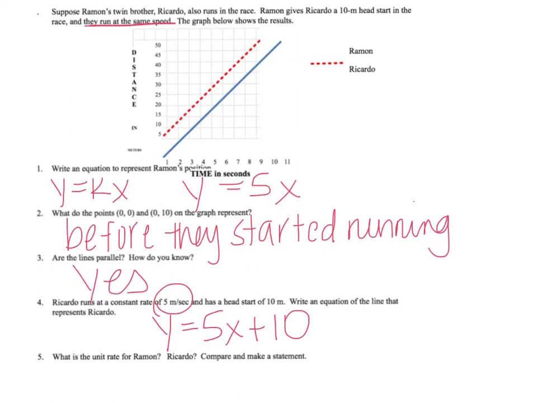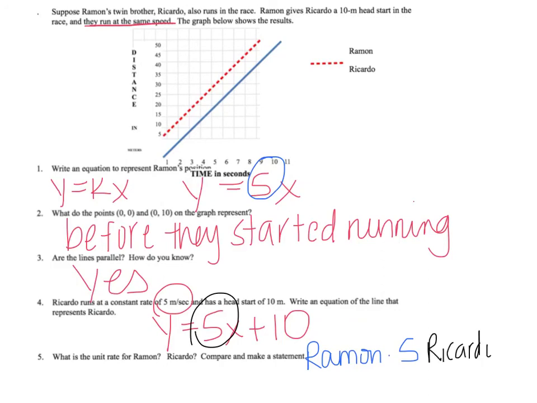So now we need to look at number 5, which says, what is the unit rate for Raymond? Well, we can look at our equation. For Raymond, it's going to be 5. And now we can look at Ricardo. His is also going to be 5. So compare and make a statement. What do you think? We're seeing that they're going to run at the same pace. Since they're always running at the same pace, no one is getting faster, no one is getting slower, Ricardo is definitely going to win because he started 10 meters ahead of Raymond.